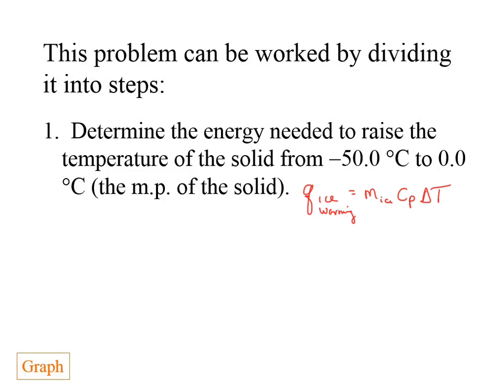Then once it's at the melting point temperature, we need to transition it from a solid to a liquid. And in my notes, what you're going to see is at that point, we're going to use the Q of melting is equal to the mass that you're melting, which is that 50 grams, and then times the delta H of fusion.